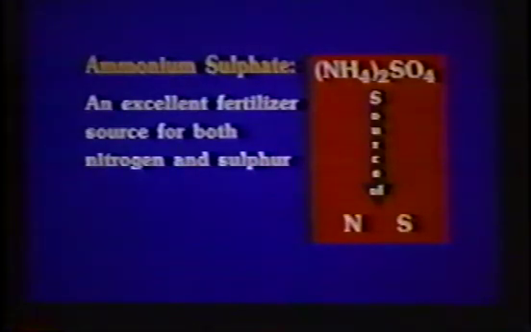Ammonium sulfate, again, an excellent fertilizer material. It is non-volatile. It will not volatilize. So you can surface apply it and let it lay there. The problem with ammonium sulfate, it is more acidifying. It is going to take more lime to correct the acidity from ammonium sulfate than from any other nitrogen material that we have.